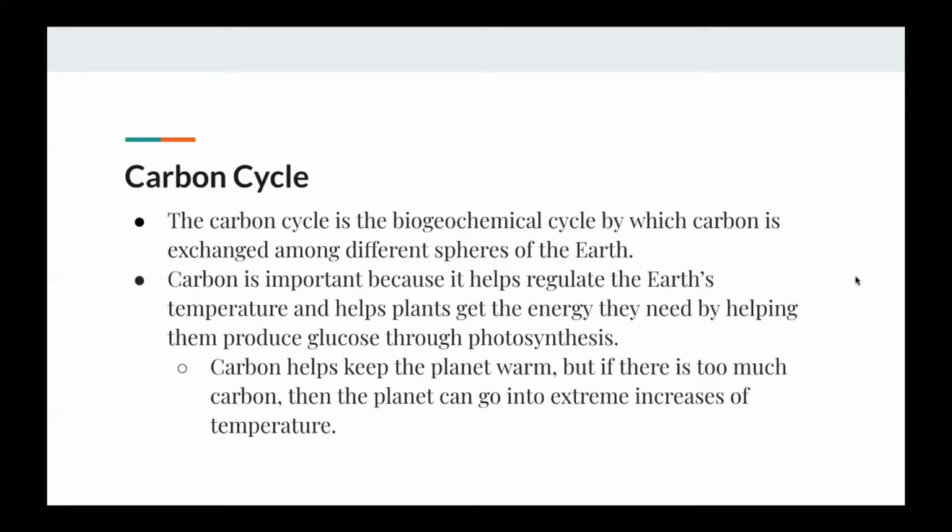Carbon is important because it helps regulate the Earth's temperature and helps plants get the energy they need by helping them produce glucose through photosynthesis. Plants don't eat other organisms, so they need to make their own energy, and they do this through glucose. And carbon helps keep the planet warm. But if there's too much carbon, then the planet can go into extreme increases of temperature. The planet needs to be warm enough for organisms to survive, but it cannot be so hot that the planet goes into extreme global warming, because that changes the global temperature and causes climate change.